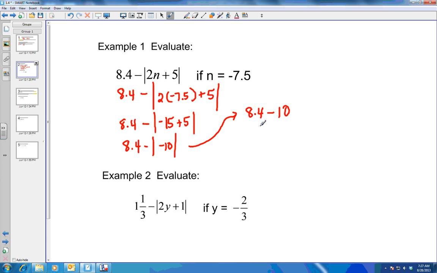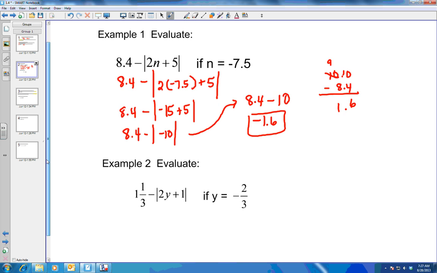So now my signs are different, so I need to subtract these. So 10 minus 8.4. Okay, so I need to borrow. That makes it a 9, 6. So it should be 1.6. And it's going to be negative because my 10 was bigger. So negative 1.6.